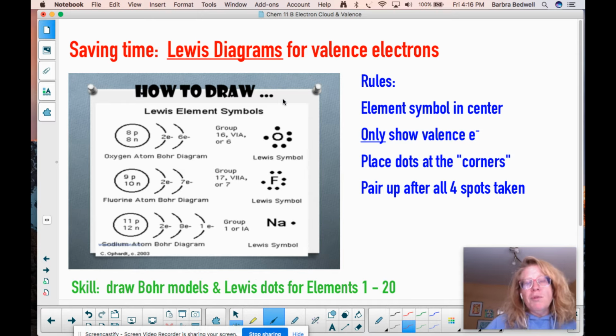So the rules for drawing Lewis diagrams, the good news is, we only draw the valence electrons. If you take a look at oxygen here, this is a little Bohr diagram for oxygen. It starts with 8 protons and 8 electrons. So it could have 2 electrons in the first energy level, and the remainder go in the second energy level. That's why there's 6 out there. So when we draw our Lewis structure, all we need to draw is the symbol of the element, O for oxygen, and we draw our 6 dots around the outside.